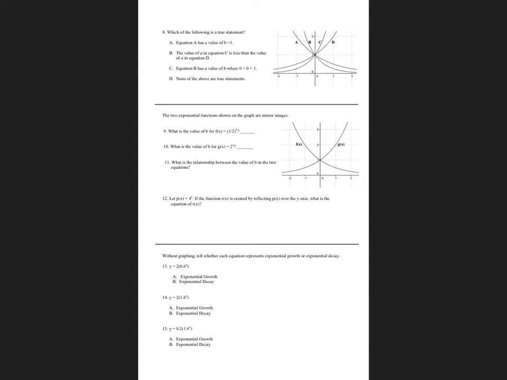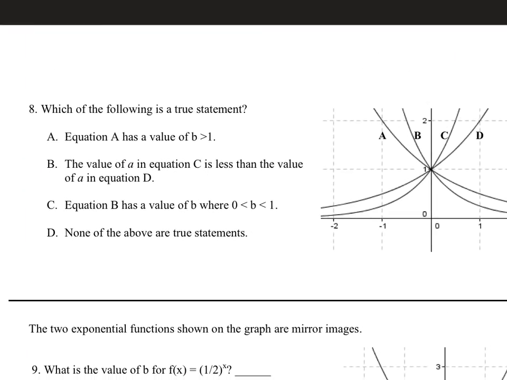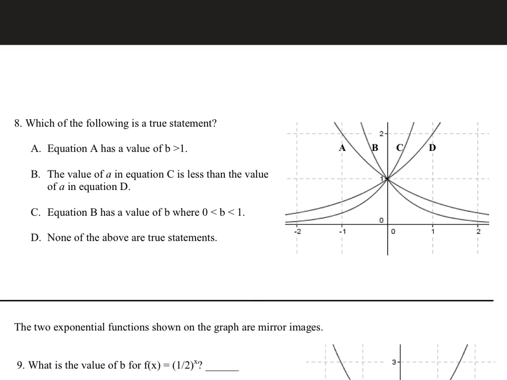All right, last page, last couple of little questions that we can work on together before you do your practice assignments. So let me zoom in here. For number 8, which of the following is a true statement? Let's start from the top and cross them off. Equation A has a B value greater than 1. If I'm looking at the curve for A, my little man's walking downwards. So that's not true. Let's cross that out. It would be true if it said 0 was less than B, which is less than 1, which it does not say.